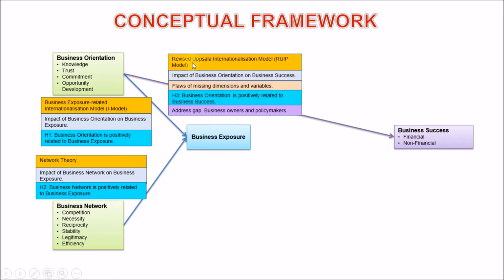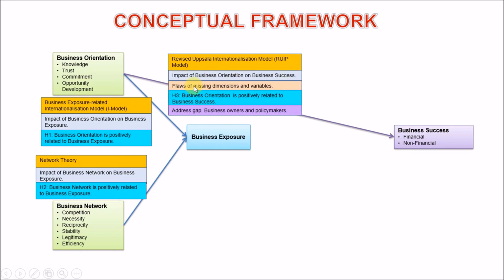Theoretically, the revised Uppsala internationalization model, which is called RUIP. So this RUIP model can justify the relationship between these two variables, which are business orientation and business success. Of course, the impact of business orientation on business success is justified through empirical review.